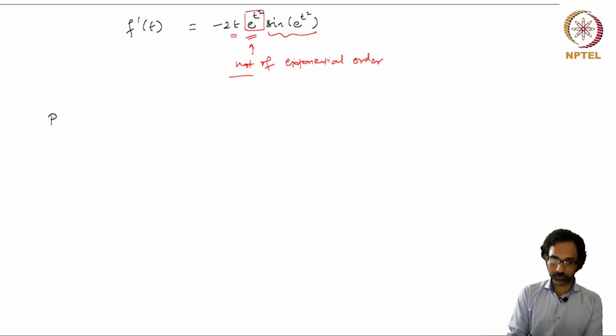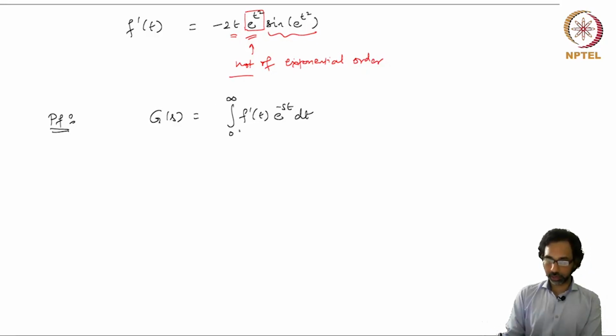So let's try to prove our formula. So we have that G(s), this is the Laplace transform of the derivative. So this is the integral from 0 to infinity of f prime(t) e to the minus st dt. Now notice that f prime(t) is assumed to be piecewise continuous. This is a piecewise continuous function on 0 to infinity.